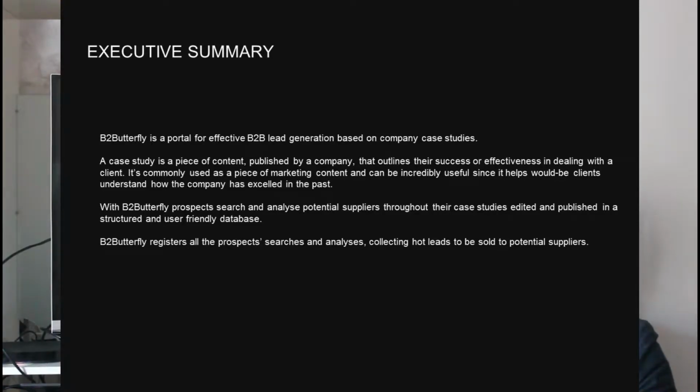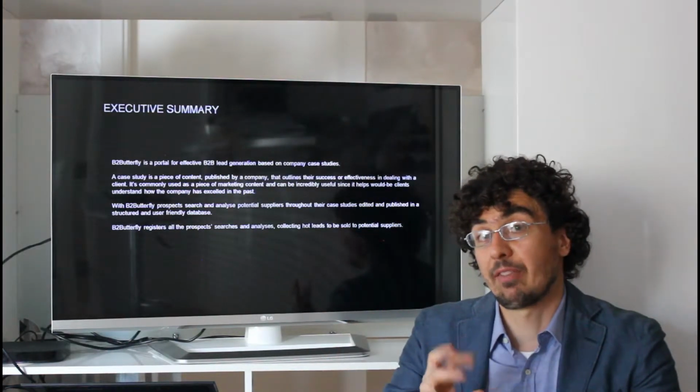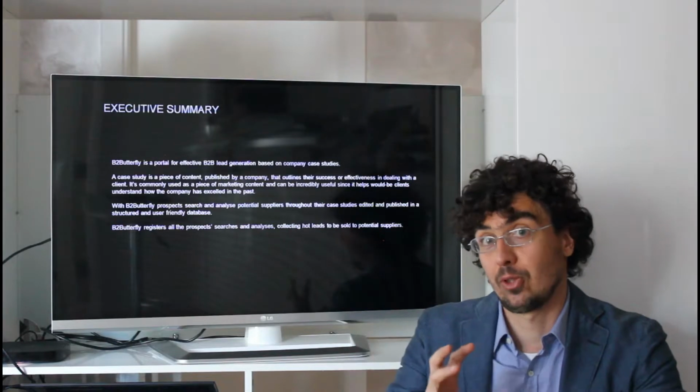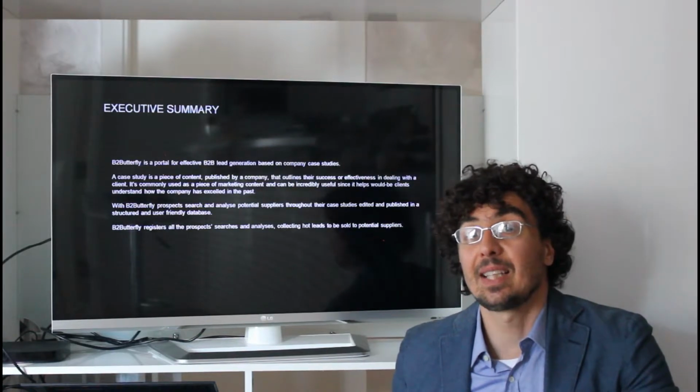The case studies are very important pieces of content where a company describes its success with clients. B2Butterfly analyzes and collects all the data from the activities of potential clients on the portal. These data are valuable information for the potential suppliers. That's why B2Butterfly proposes to the potential supplier to buy those data, and that's the business model of the portal. Let's see in detail the business plan now.